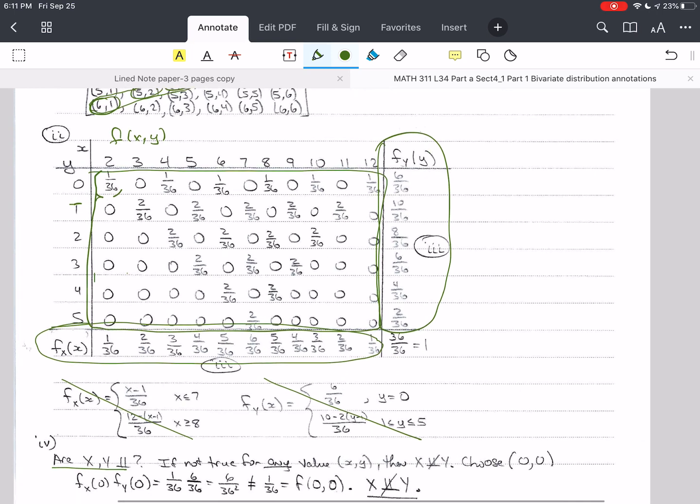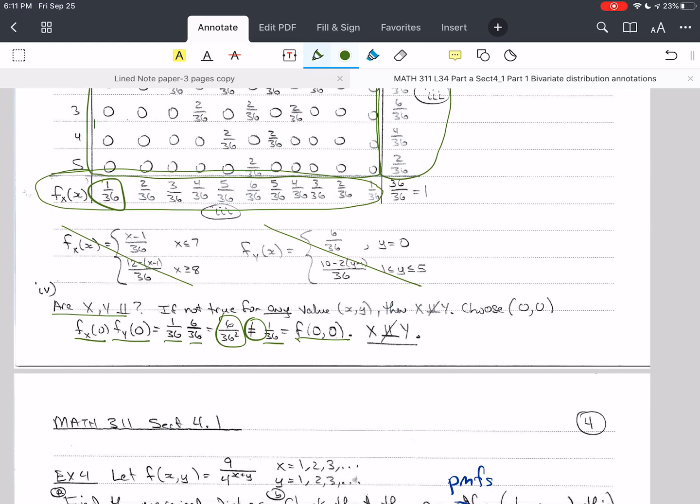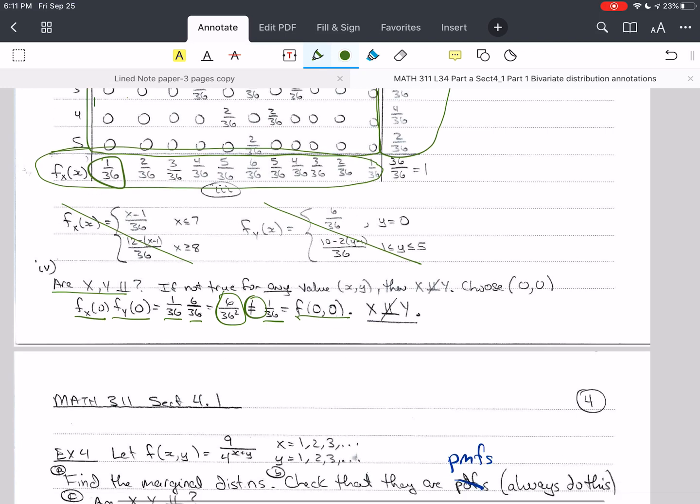So I'm going to use 0, 0 here. And so I have f of x at 0 and f of y at 0. So here's f of x at 0, 6 over 36, which I put in here. Here's f of y at 0, which is 6 over 36. I multiply, I get 6 over 36 squared. And then I look at f of 0, 0. That's 1 over 36. And these are not equal, so x and y are dependent, or x and y are not independent.